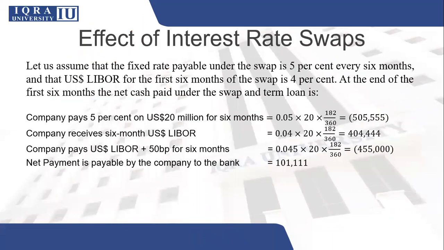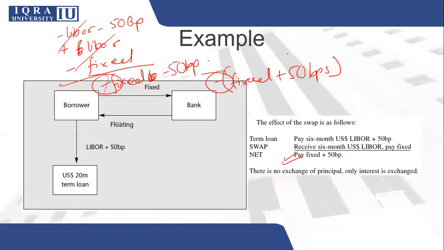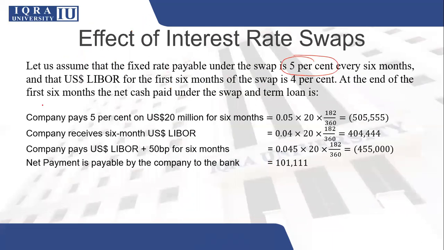Now let's look at an example. What is the effect of the interest rate swap? So let us assume that the fixed rate payable under the swap is 5%. So this becomes 5% plus 50 bips, 5.5%. This is the fixed rate agreed. The US dollar LIBOR for the first 6 months of the swap is 4%, so the floating rate is now 4%. At the end of the first 6 months, you need to calculate what is the net cash payment in this case.